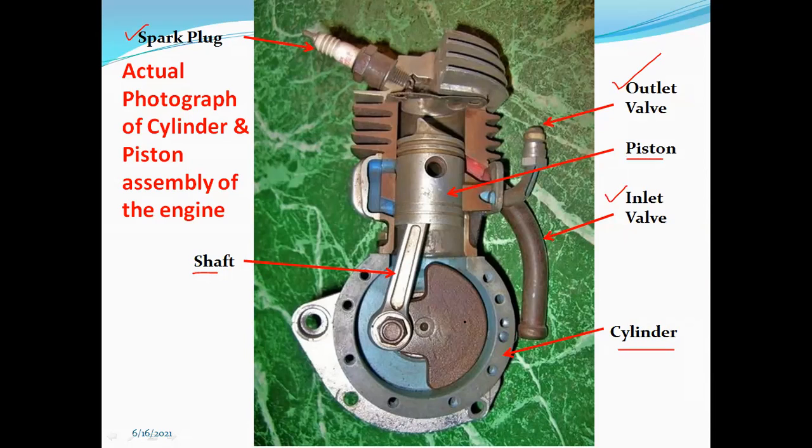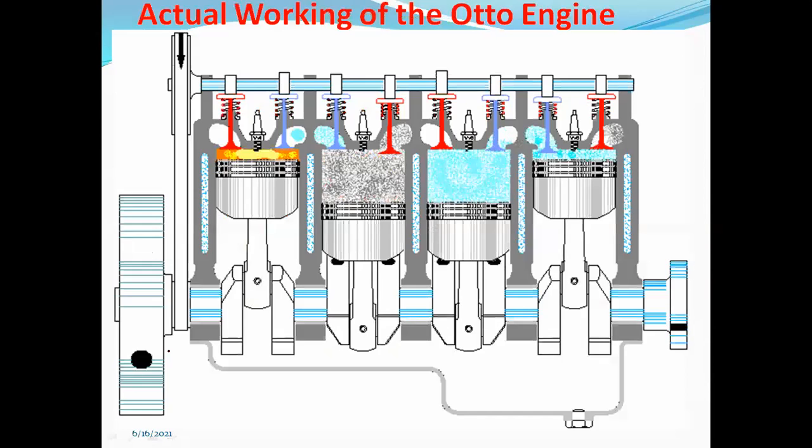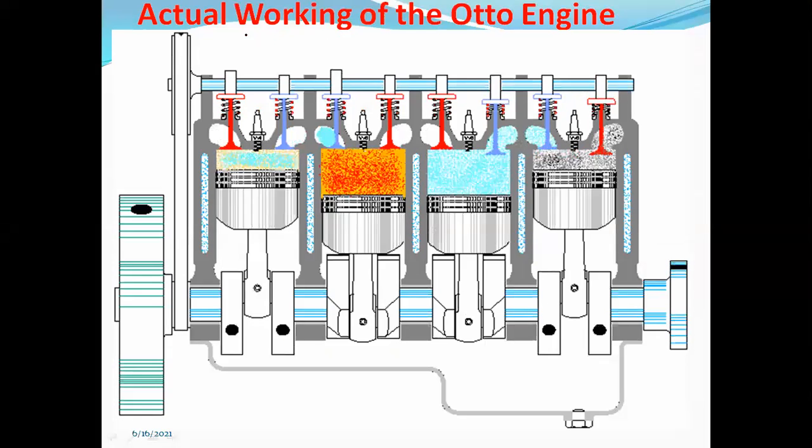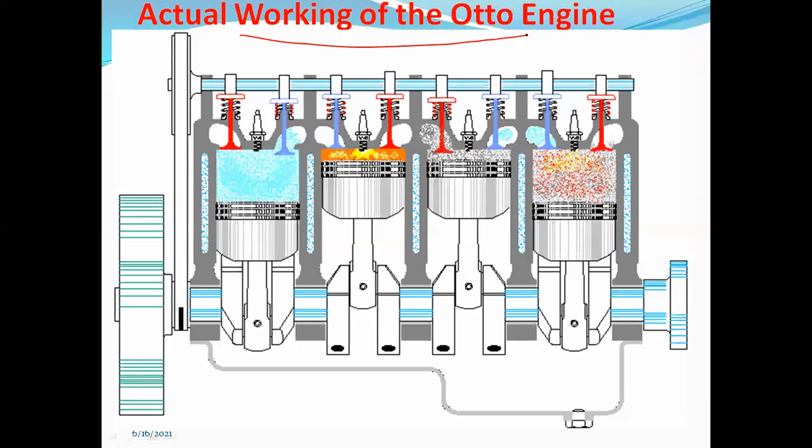Okay, so here is the crankshaft. This rotates as per the stroke. This is the actual photograph of the cylinder, piston, and the assembly of the engine. After that, we have an animation of how the actual working of the Otto engine takes place.